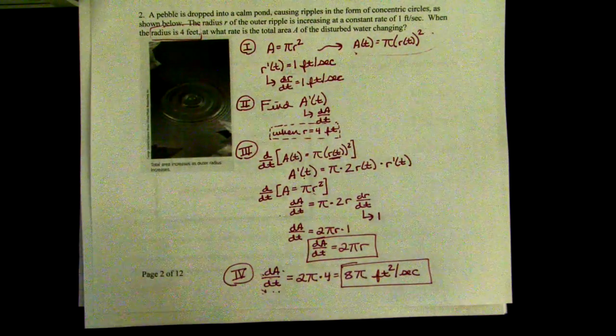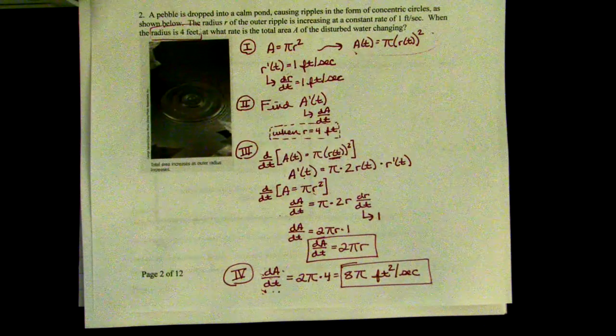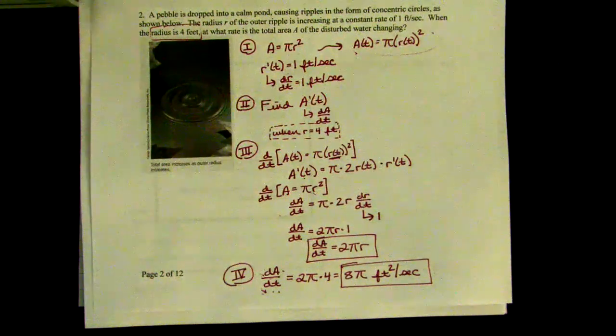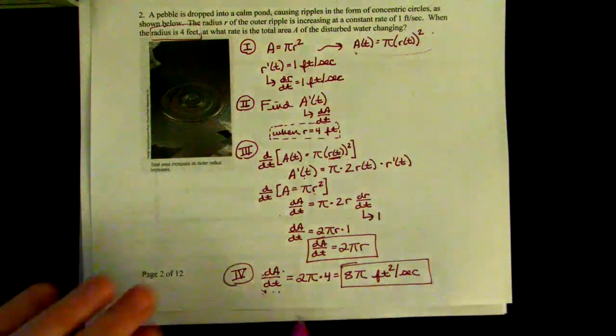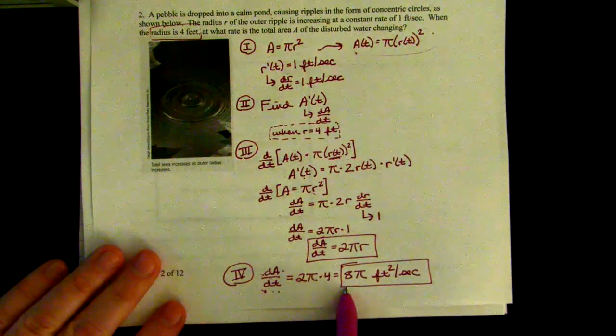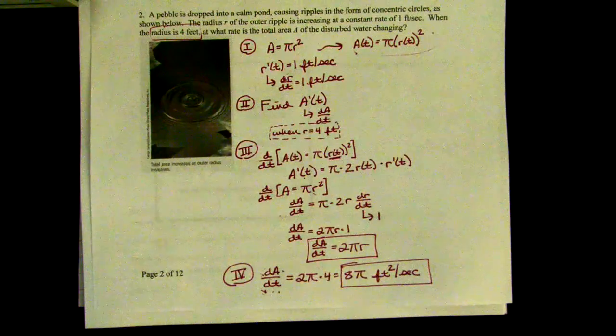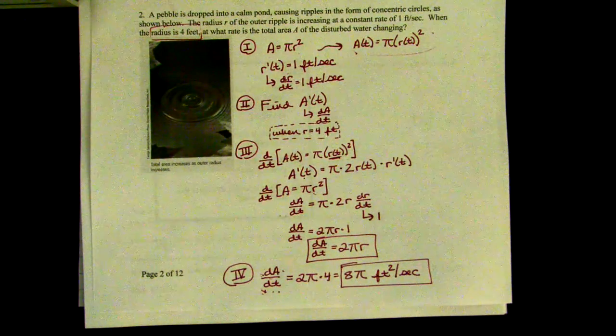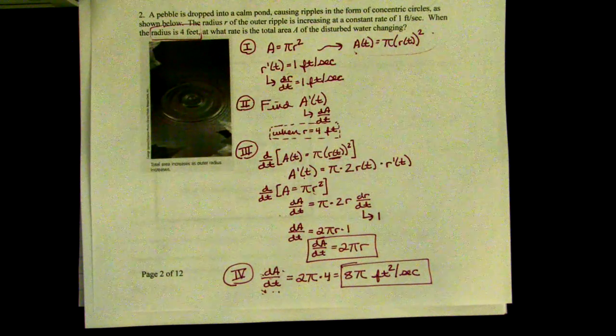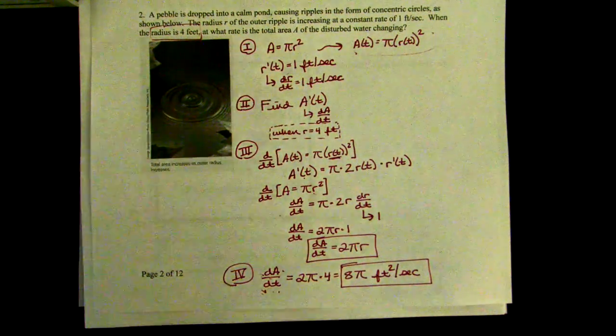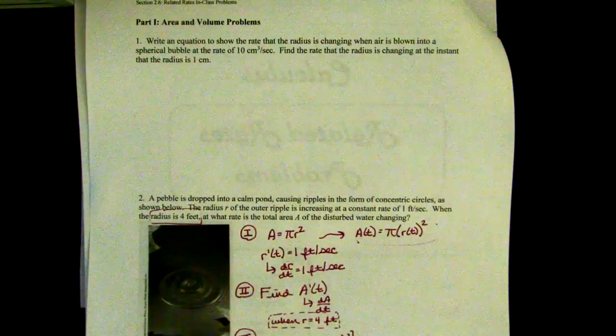If the radius is increasing at a constant rate of 1 foot per second, when the radius happens to be 4 feet, the rate of change of my area is 8 pi feet squared per second. Again, I know this is very complicated. Please stick with me. We're going to be all right. I would like you to take a moment and read through problem number 1, and I'm going to pause the video.